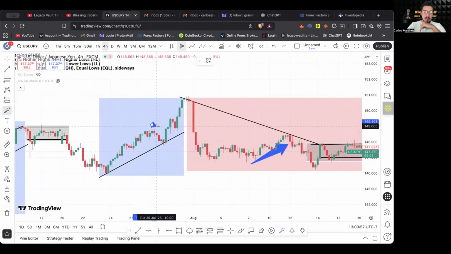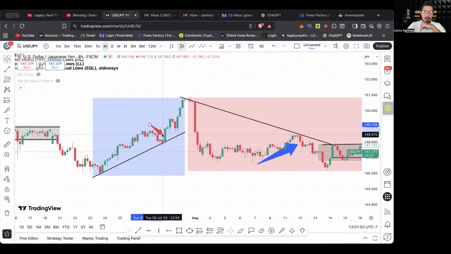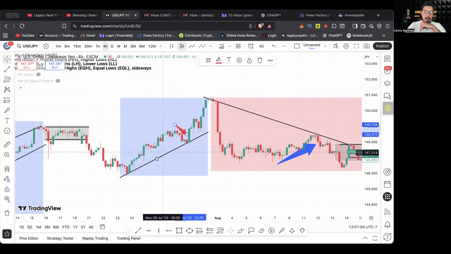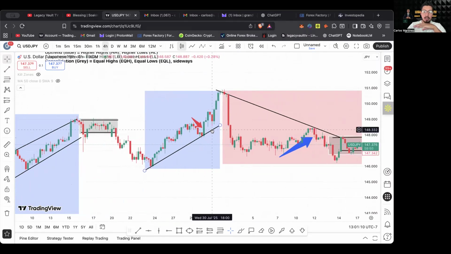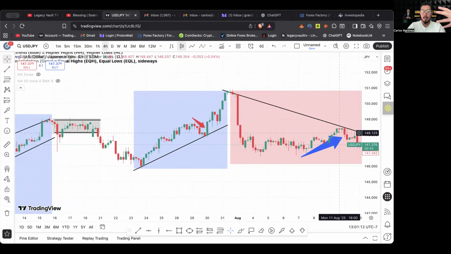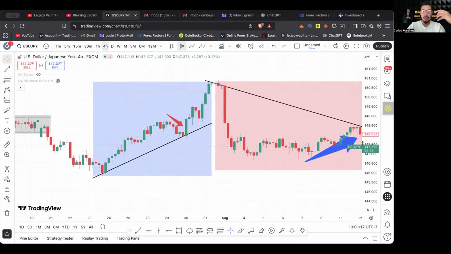There's another example here. Another pullback happening on this uptrend phase before a continuation to the upside. And you do not want to trade during pullbacks. You do not want to trade during corrections because you know that the overall trend is on an uptrend and you want to trade with the trend.